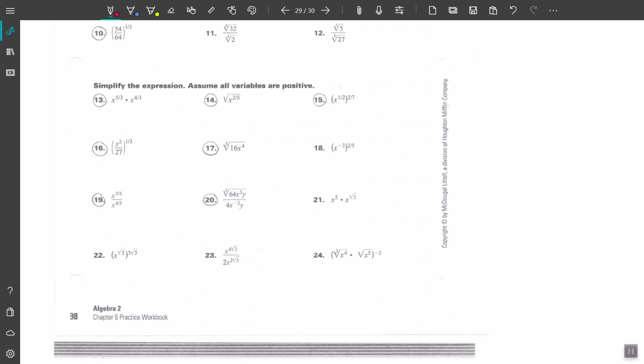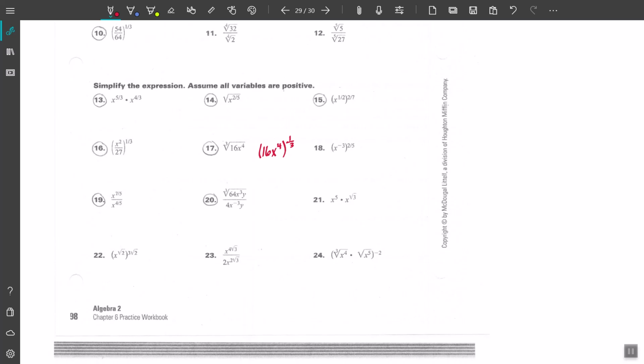All right, we have a radical in number 17. We have a cube root, and the radicand is 16x to the 4th, so a variable with a coefficient. The variable is raised to an exponent, but again, we're following the same rules. I'm going to put it in parentheses, and the cube root is the same thing as the 1/3 power. So I'm raising that whole thing to the 1/3 power.